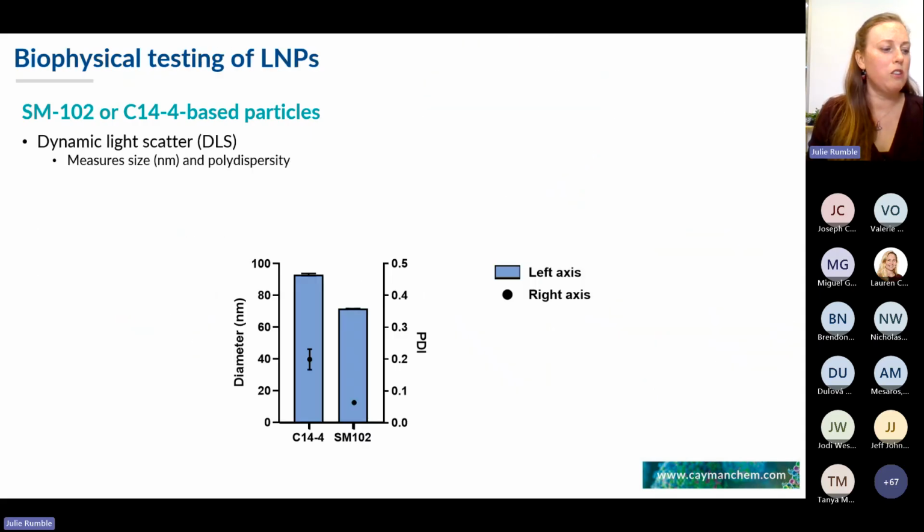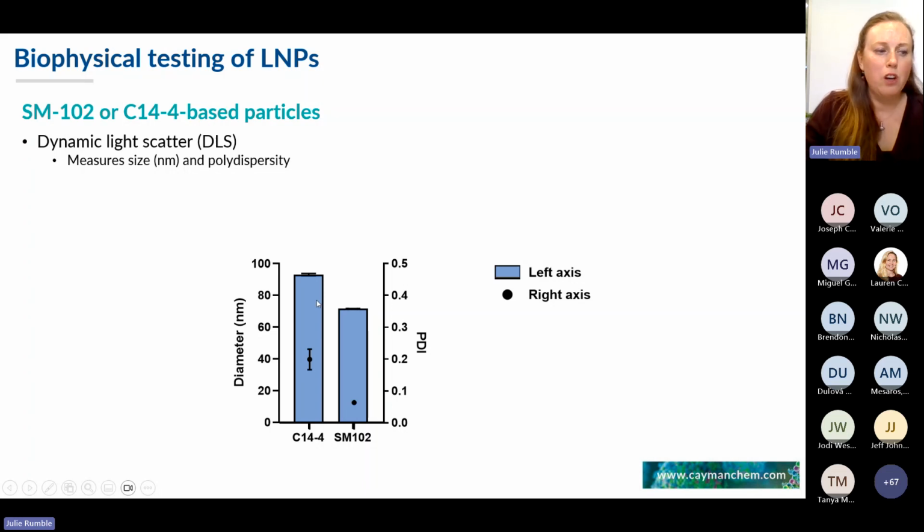To ensure that the particles generated are of high quality, we perform biophysical testing. Dynamic light scattering, or DLS, is a method for measuring the average size and dispersity of the population of LNPs in solution. These two parameters are frequently shown on the same graph as shown here for both of the LNP types. On the left axis and in the bars, you can see the diameter measurement in nanometers.